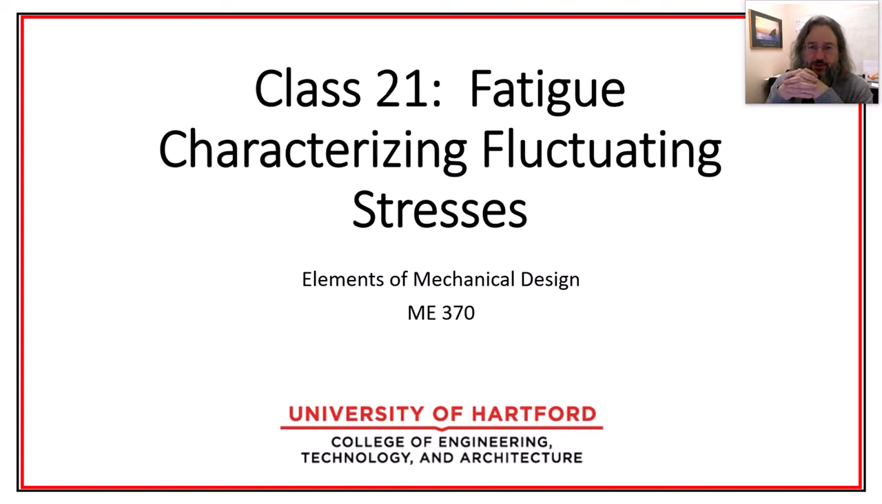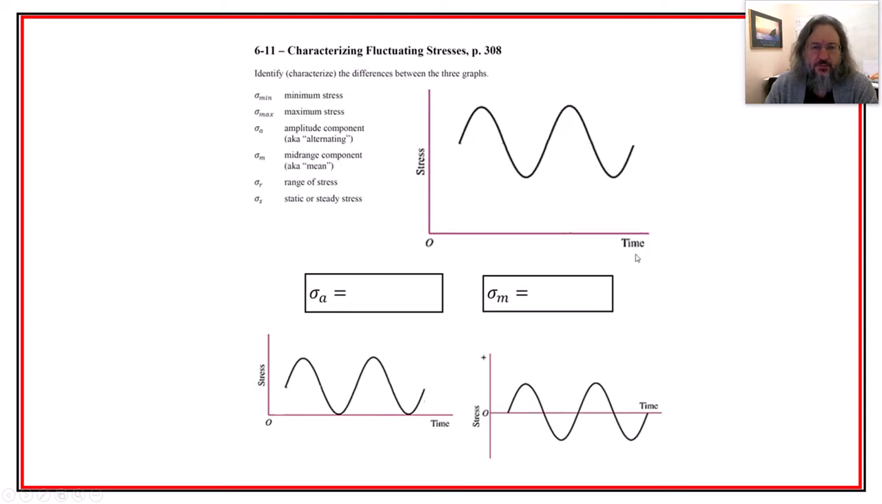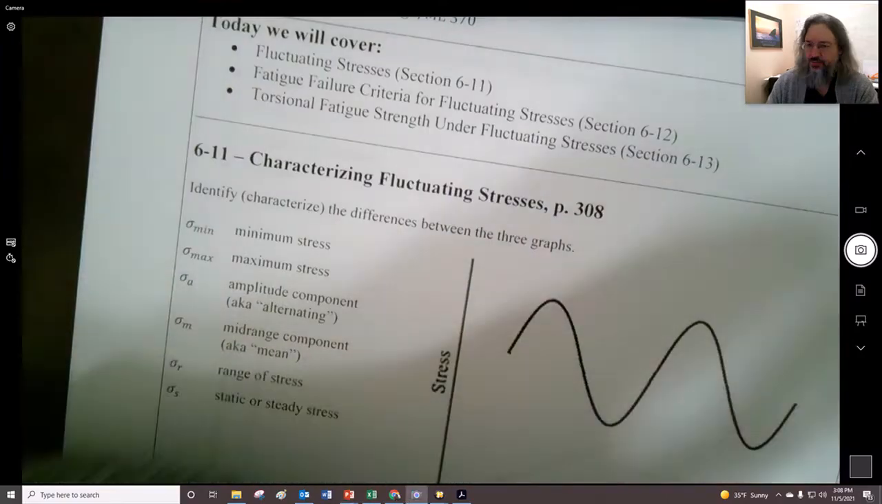Lesson for class 21. This is fatigue, but now we're going to categorize fluctuating stresses in a different way to account for the fact that we might not always have completely reversed stress. So if the stress is not completely reversed, we need to account for that. This is section 6-11 and 6-12 and a little bit of 6-13. I just barely talk a little bit about that. So here are some of the big ideas.